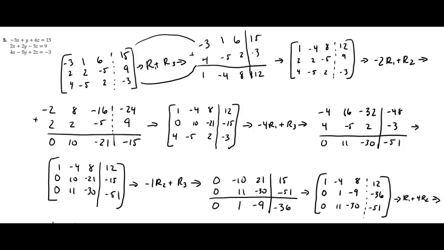First, you take row 1 and add row 3. The addition gives you 1, -4, 8, and 12. So you write your new matrix: 1, -4, 8, 12, 2, 2, -5, 9, 4, -5, 2, and -3. Then you multiply row 1 by -2 and add that to row 2 to produce 0, 10, -21, and -15. So your whole matrix is now 1, -4, 8, 12, 0, 10, -21, -15, and 4, -5, 2, and -3.